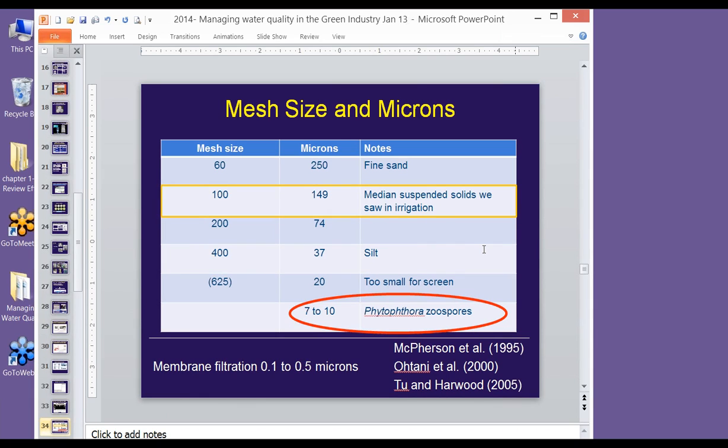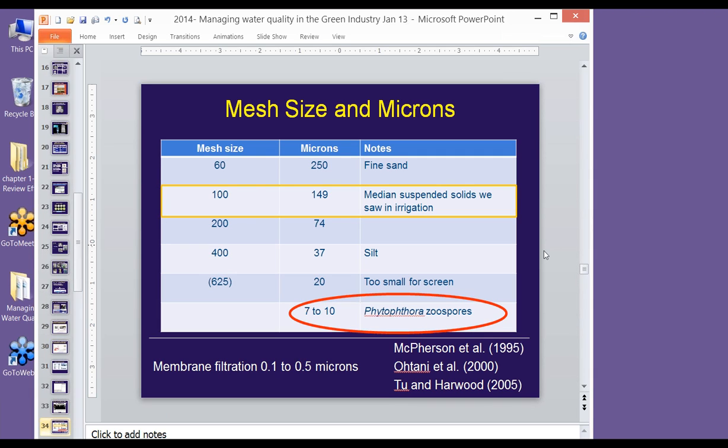Going back to this mesh and micron size, we saw that the median suspended solids that we saw in irrigation were 140 microns. So as we select filters, try to think that you don't need to go that low in the micron size of your filters.